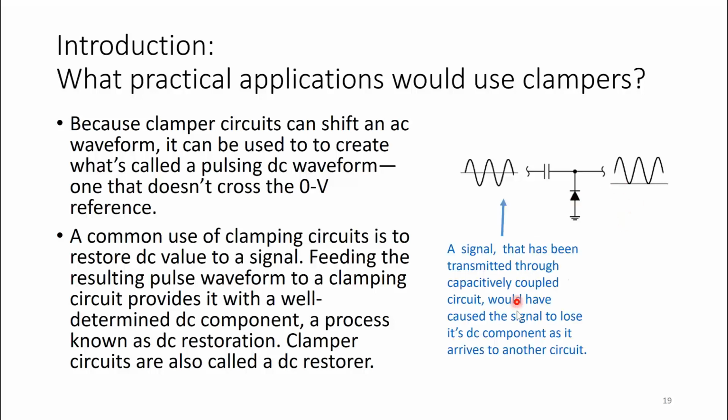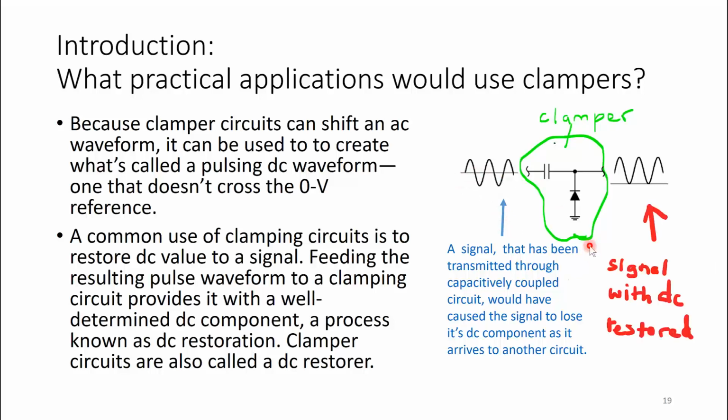A signal that has been transmitted through a capacitively coupled circuit coming from somewhere would have lost its DC component as it arrives at another circuit. When it arrives at the receiver, this receiver might have more circuits that need a DC value to operate. So when you receive the AC signal, you can pass it through this clamper circuit, and you would have a signal with the DC restored without changing the waveform of the AC signal. That's going to be a pretty useful circuit.